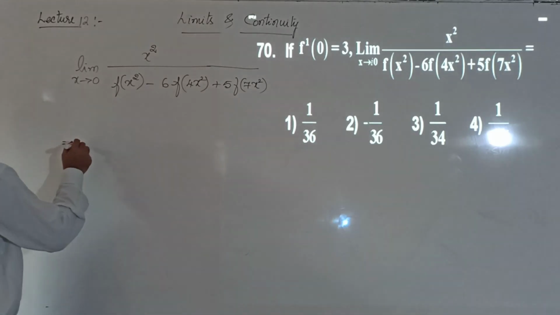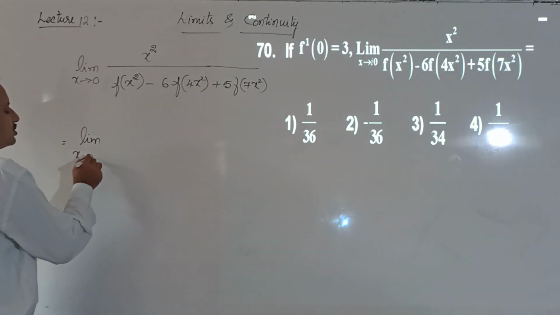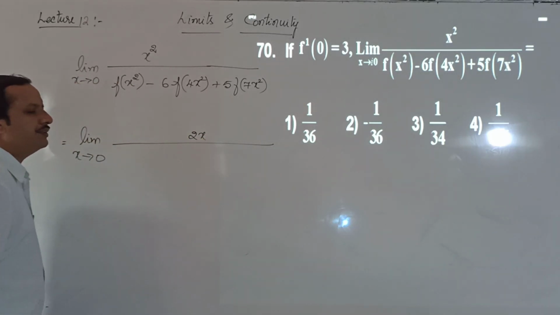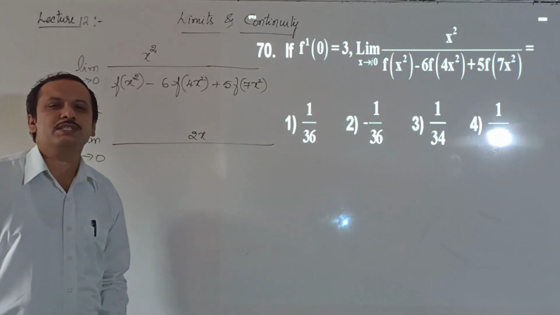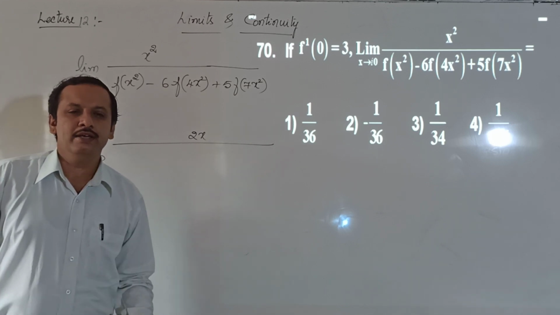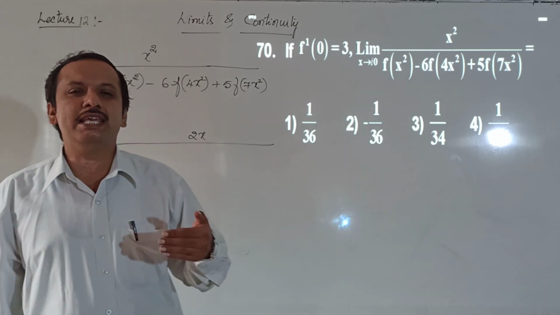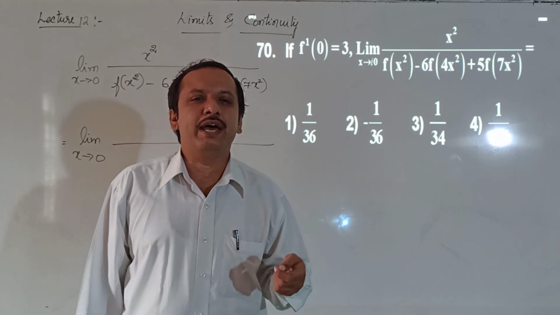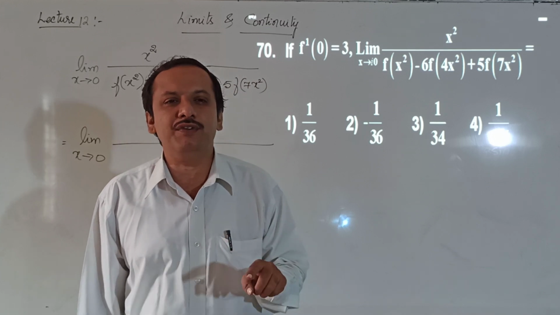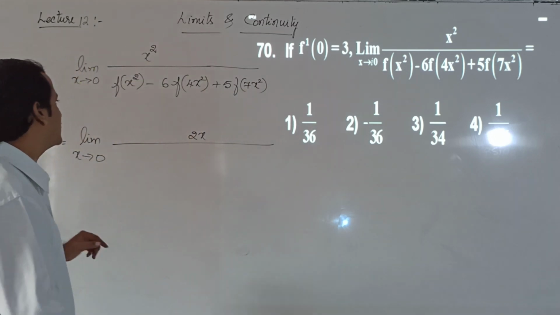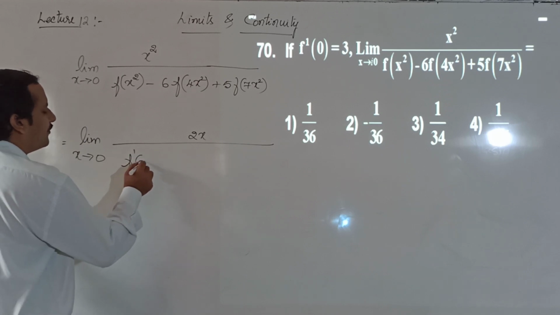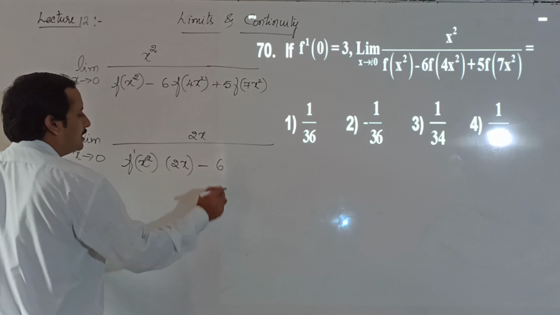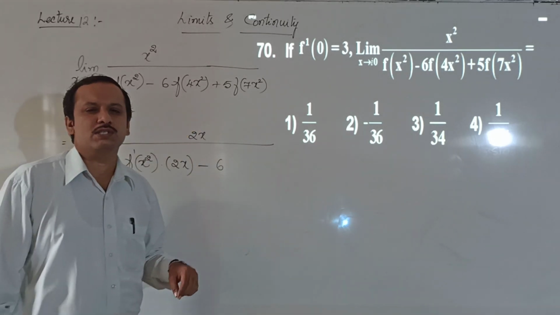So if I use L-Hospital's rule here, limit x tends to 0, numerator is not a problem. Derivative of x square is 2x, you don't have any doubt there. Look at the denominator, f of x square is there. I want to differentiate. See, derivative of f of x is f dash of x. So derivative of f of x square would be f dash of x square into the derivative of x square. Derivative of x square is 2x. So it will be f dash of x square into 2x minus 6 into derivative of f of 4x square.